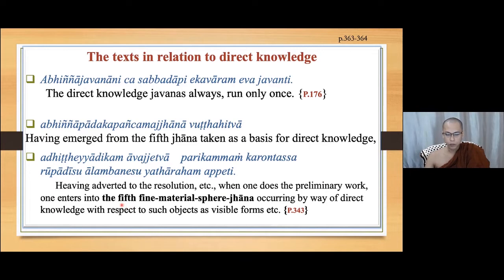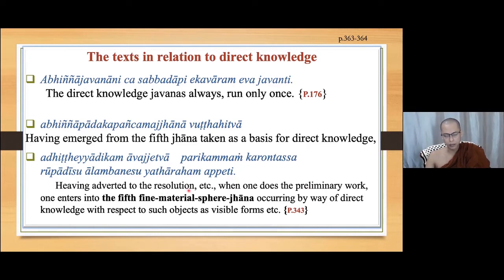After that, again, he enters the fifth jhana, the fifth fine-material sphere jhana, that jhana occurring by way of direct knowledge. It means that is the abhinya process. So, according to this explanation, firstly, entering the fifth jhana, after that making the preliminary work, including the resolution, etc. After that, again, abhinya. So, three processes are mentioned in the Abhidhamma text.